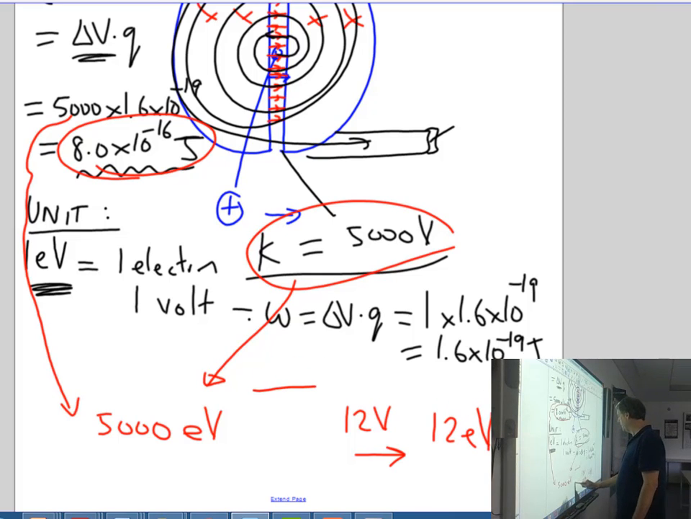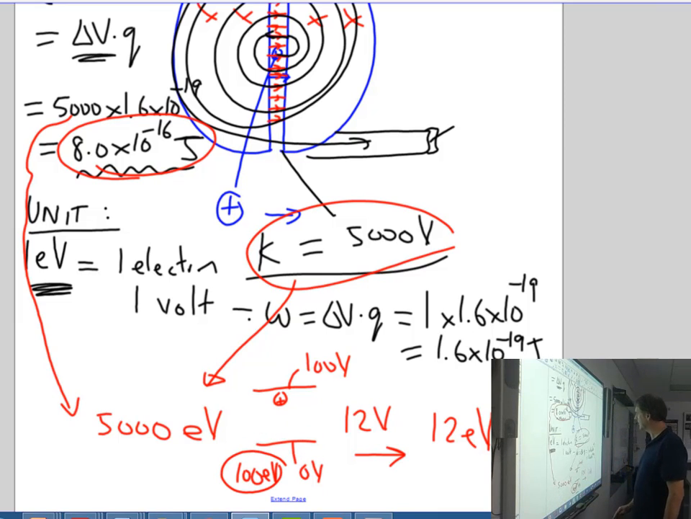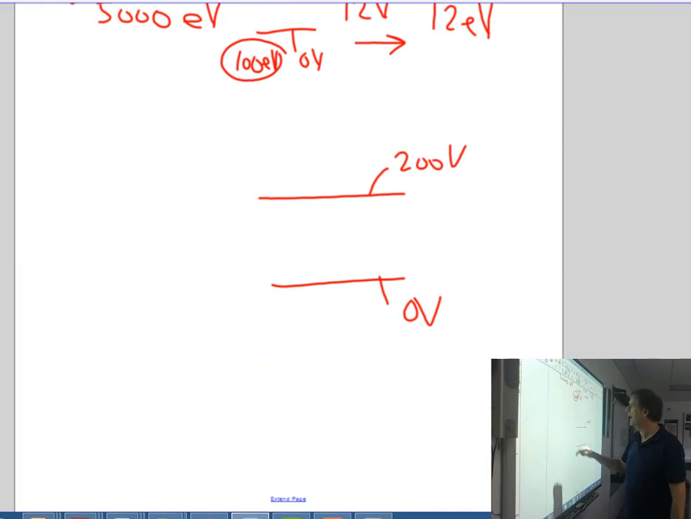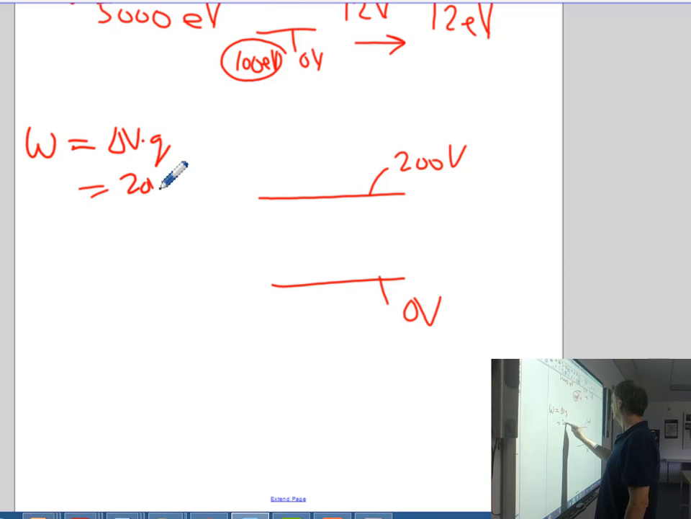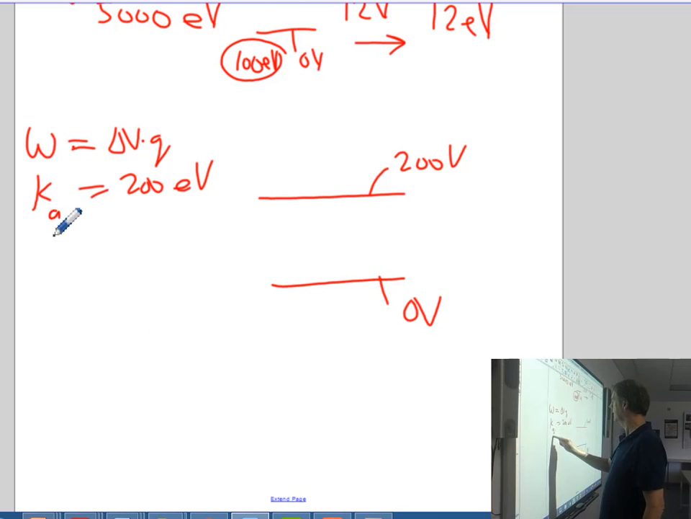If you have a pair of plates there, which has got 100 volts and 0 volts, and you release a proton, does that work the same? 100 volts has gone through, 100 electron volts of energy. So you can use that for protons or electrons or anything with a charge of plus or minus 1 electron. Okay, it's a very easy unit to use. So if you were using that, it's easy enough to say the work done on this here is equal to delta VQ. It's 200 electron volts. You can say it straight away without doing any calculations. All right, and that's going to be the kinetic energy gained.